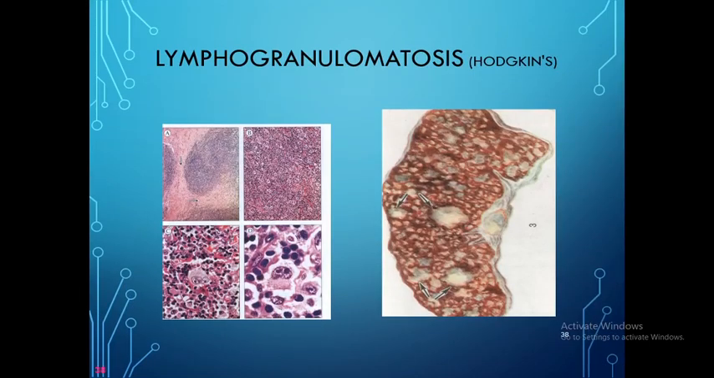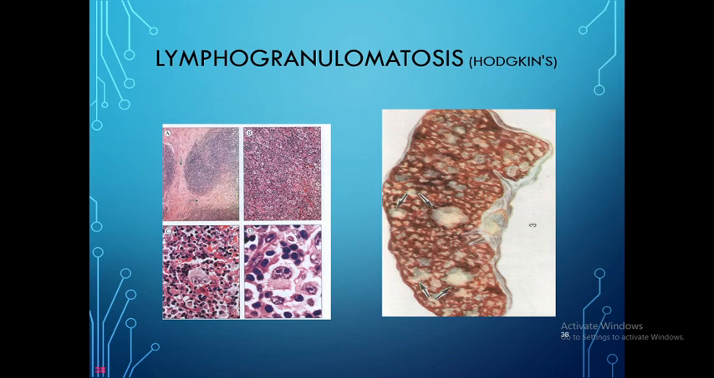You may wonder, what is the main difference between Hodgkin and non-Hodgkin lymphomas? That depends on the presence of a cell that we call the Reed-Sternberg cell. If Reed-Sternberg cells are present, we call that a Hodgkin lymphoma. If the Reed-Sternberg cells are not present, we call it a non-Hodgkin lymphoma.